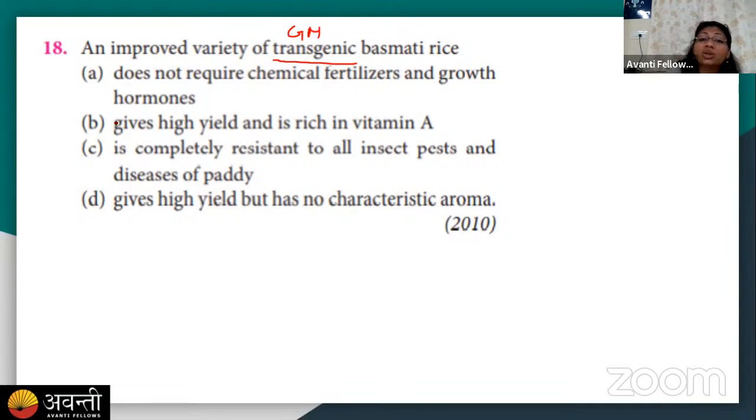Okay. Yes. So the answer is B. We have already studied, we have made the golden rice. Guys, that golden rice is also a basmati rice. Okay. So golden rice, don't get confused. As I told you, don't get confused with the names. We are using several names for the same thing. So transgenic basmati rice, golden rice, both are the same. And those are rich in vitamin A. Okay. So the answer is B, that is gives high yield and rich in vitamin A.